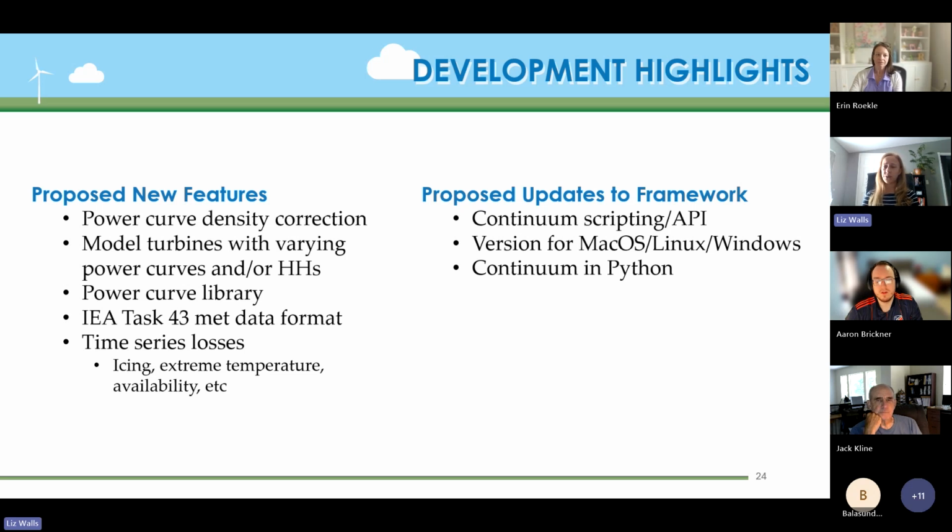All right, so go ahead and vote on those 3. And as you are, I'm just going to look at, so yeah, it looks like time series losses has the most votes, and I wholeheartedly agree. Not much interest in the Power Curve library. That's interesting. Okay, that is really helpful feedback. So thank you to everyone who voted. Okay, people are interested in scripting.